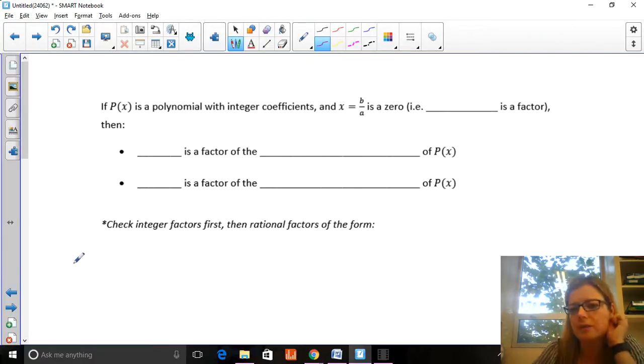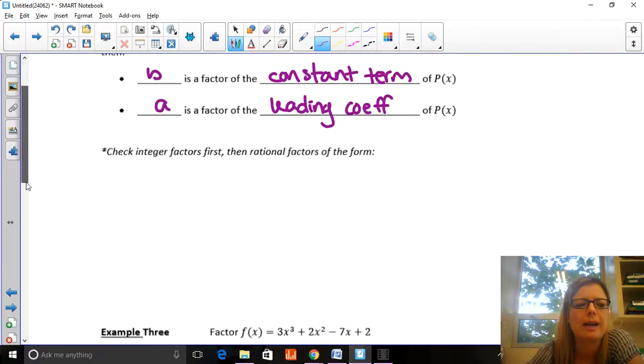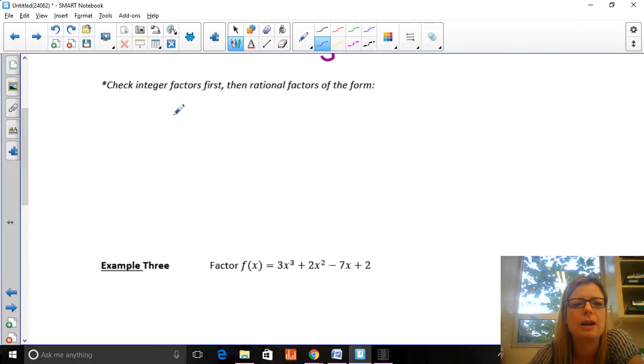Okay, so the next level of difficulty is when you have an a value that is not 1. So ax minus b is a factor. So remember that the b value is just a factor of the constant term, and I already explained on the previous page why that's true. But the a value is a factor of the leading coefficient. Okay, so why is this true? Well, it's kind of the same thought as the other one.